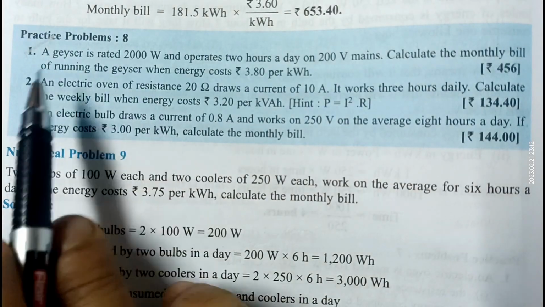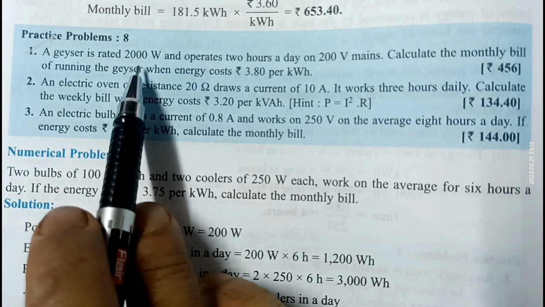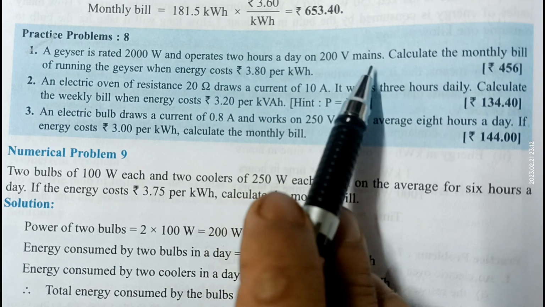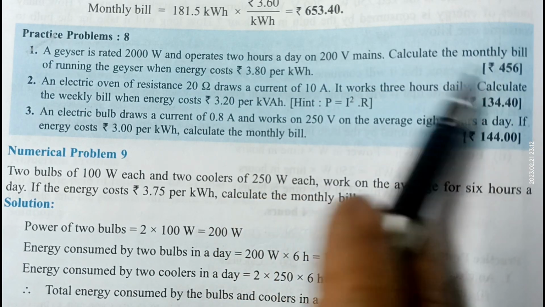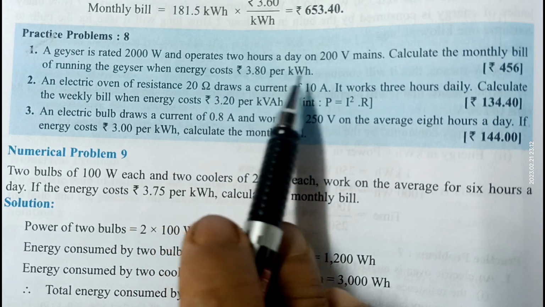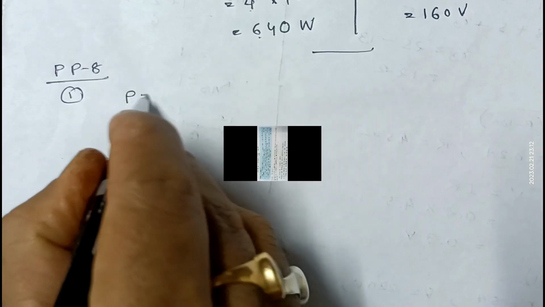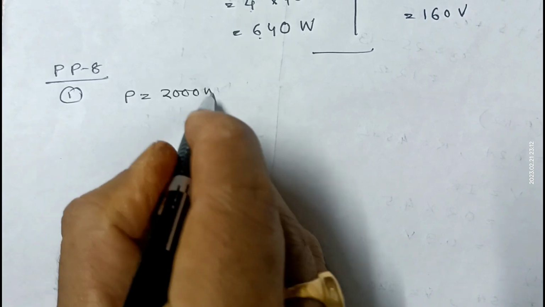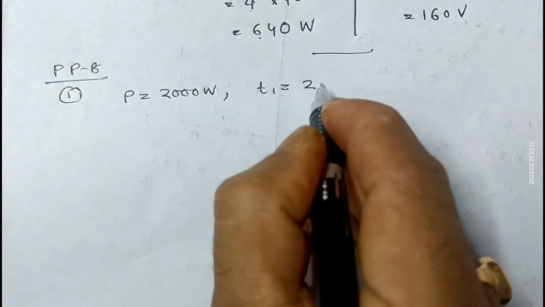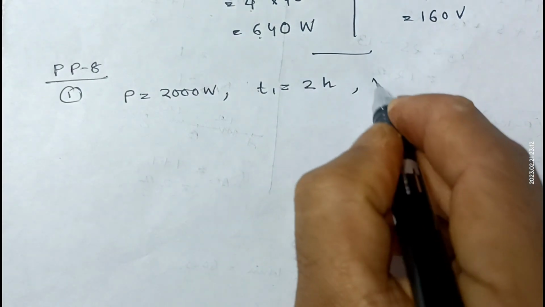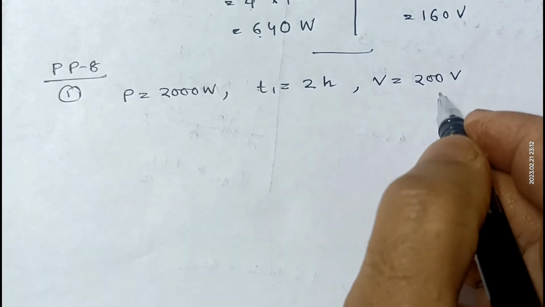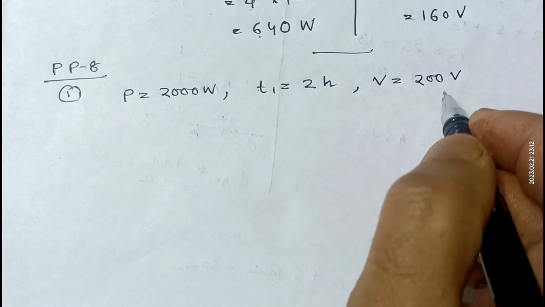In practice problem 8, question number 1: a geyser is rated 2000 watt and operates 2 hours a day on 200 volt mains. Calculate the monthly bill of running the geyser when energy costs rupees 3.80 per kilowatt hour. Power equals 2000 watt. It is given daily, we are using it for 2 hours. So time is 2 hours. And here voltage is 200 volt. We have to calculate the monthly bill of running the geyser when energy costs rupees 3.80.